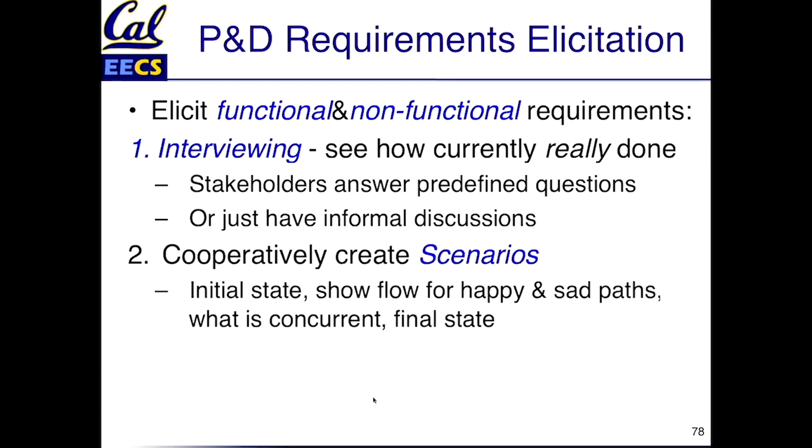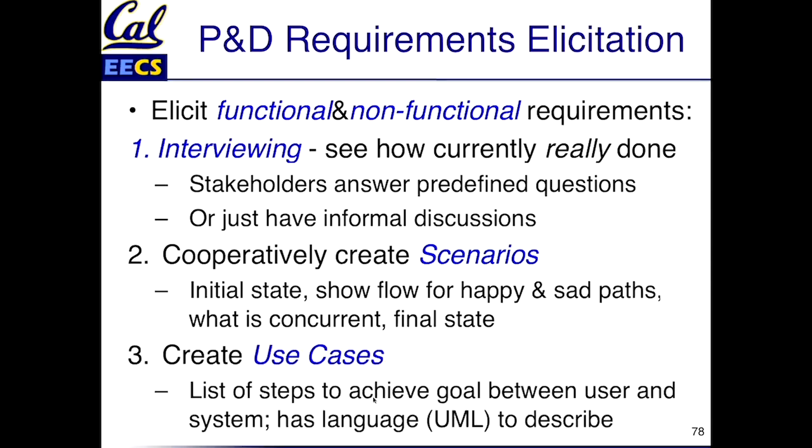You work with the customer to create scenarios. You start off with the initial state and show the flow for happy and sad paths, and what can be done concurrently, up to the final state. The third approach is what's called use cases. There's a language called the Unified Modeling Language that helps you describe these use cases, where you have little stick figures showing all the steps from the user and the system to achieve the goal. So these are ways for user requirements elicitation: what does the customer want?